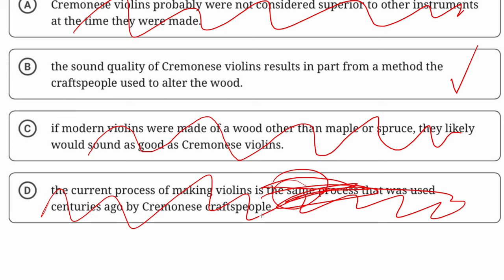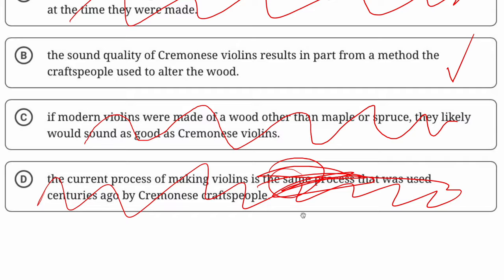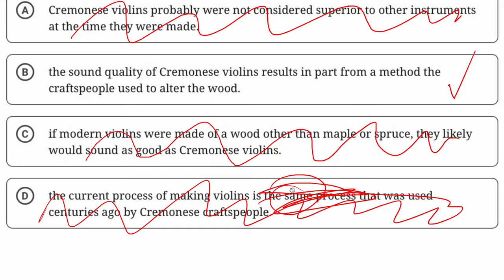Because, you know, similar is not an extreme. Or comparable is not an extreme. But to say they're the same means that there's no changes whatsoever. And that's definitely a red flag and something to make you at least cautious of an answer choice. But B is going to be correct there.